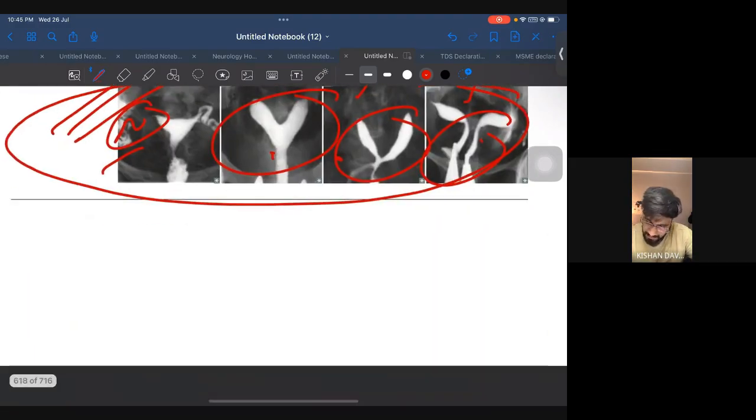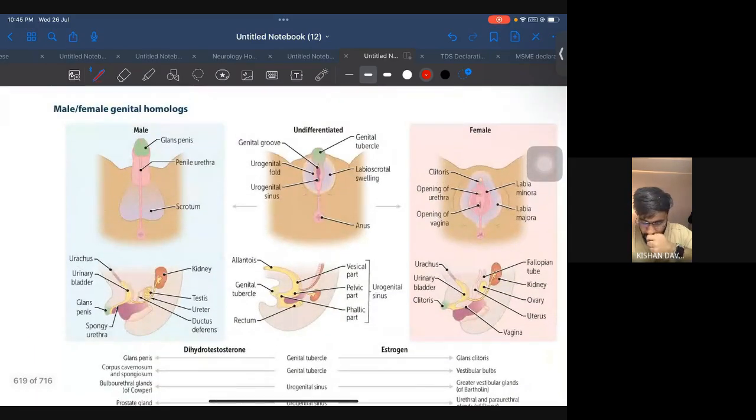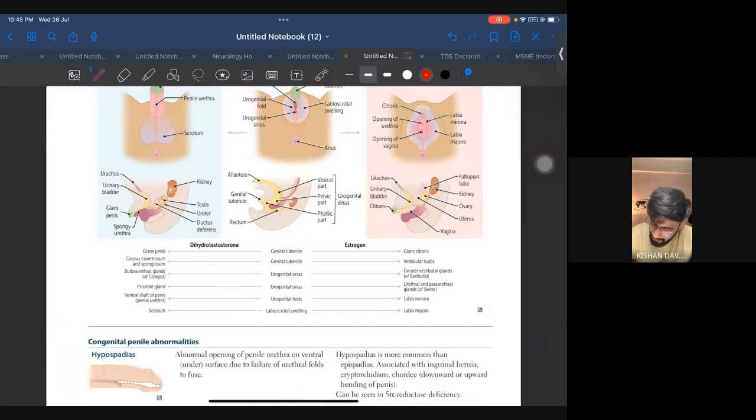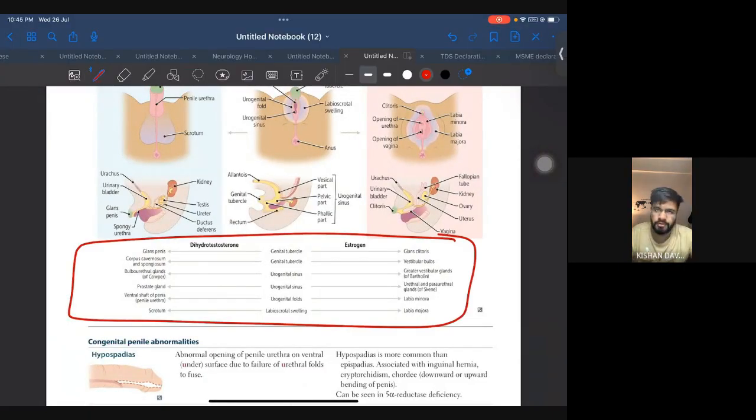Okay. Let's move ahead. Male genital homologue. Now see, remember this because what they are going to ask you, they will give you the entire long stem, and at the end they will give you this and ask what is the male part and what is the female part. Okay, so this also has to be remembered, and even this is very difficult to remember.